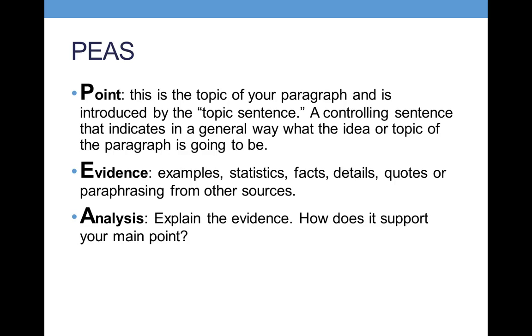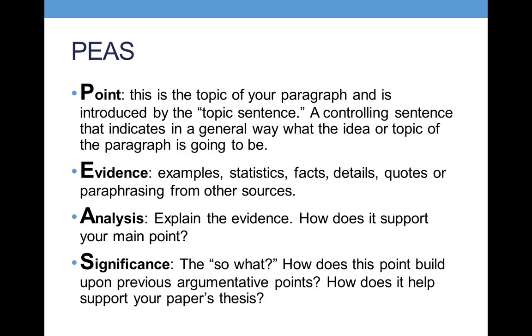A is for analysis. This is where you explain the evidence, explain to your reader how it supports your main point. And S is for significance, the so what portion. How does this point build upon previous argumentative points, and how does it help support your paper's overall thesis?